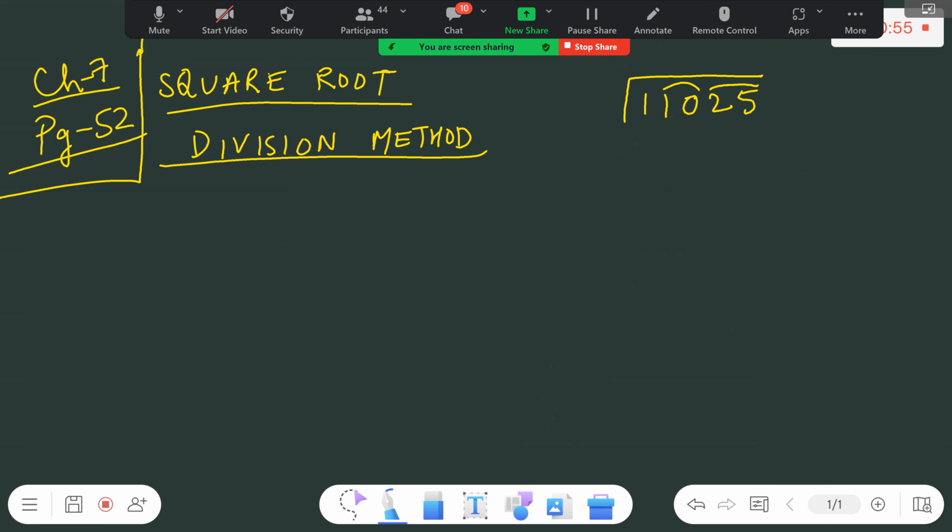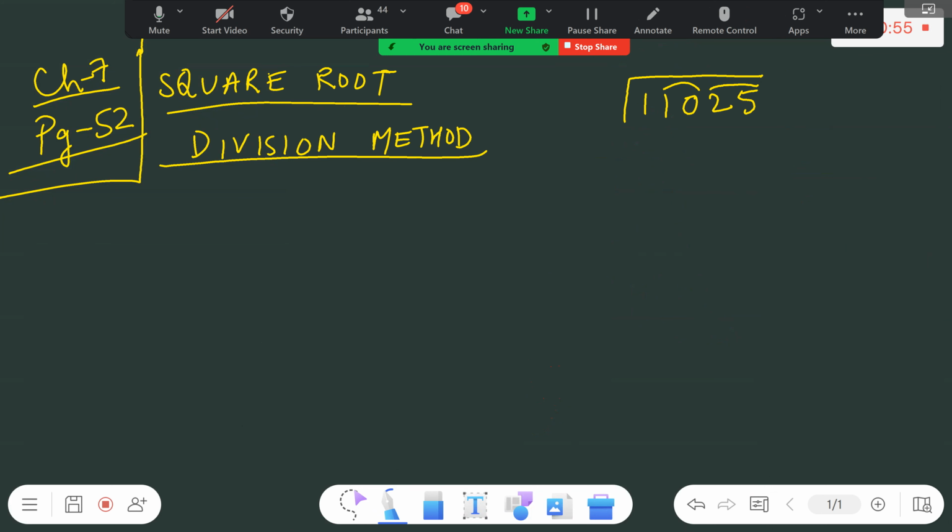Next, let's look at square root of a decimal number. Chapter 7, page 52, isn't it? Square root of a decimal number. Okay. Let us say we want to find the square root of 98.01.